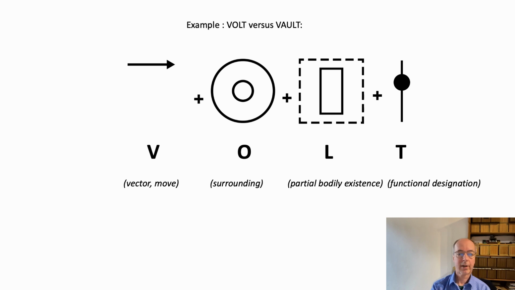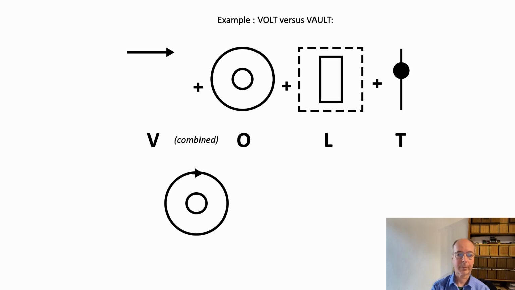So the V is always like a kind of vector, a move towards somewhere easily set. The O, a kind of surrounding around something. The L, sort of partially bodily existence, and a certain part that you can make the formation in it. And the T, it's more like a kind of functional designation, somewhere that you can place easily where it is. So if I combine the V and the O, I will have this kind of move. Moving around or moving forward.